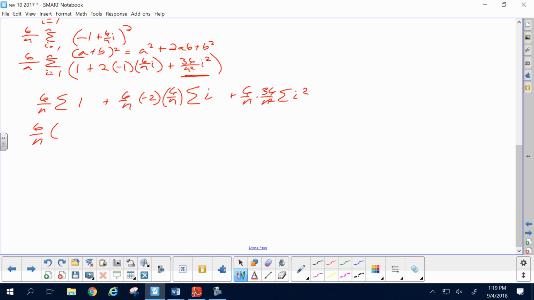If I replace each, what's the sum of all the ones? N. Negative 72 over n squared. The sum of all the i's? N times n plus 1 over 2. Wait. That's a mistake. And then 216 over n cubed times the sum of all the squares, n times n plus 1 times 2n plus 1 all over 6.